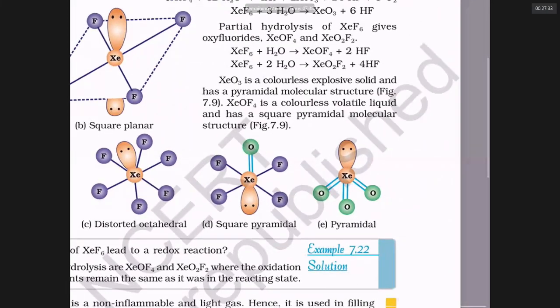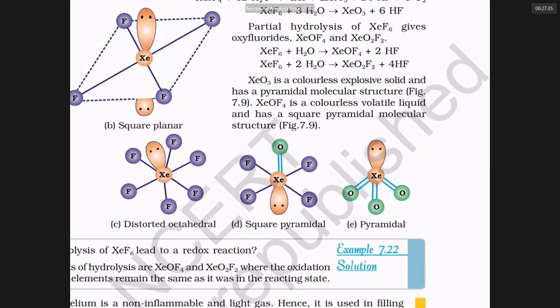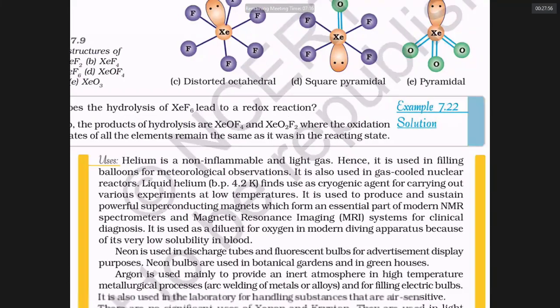In IIT Guwahati, they asked what is the structure of XeOF4. XeOF4 is a square pyramidal molecule, and XeO3 and XeO4 both have xenon in sp3 hybridized state. XeO3 is pyramidal, XeO4 is tetrahedral. Students should practice their structures which we learned in our lower class, in our 11th class.